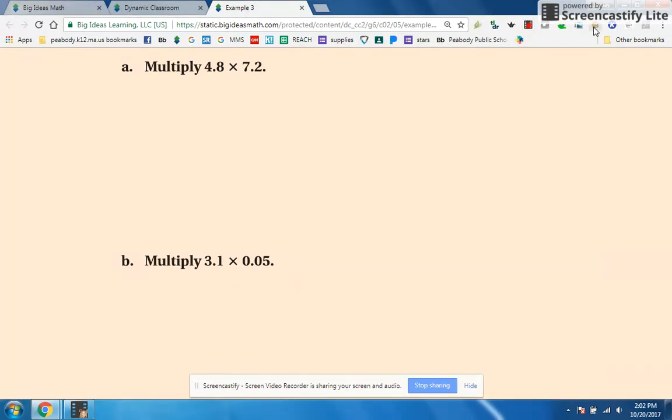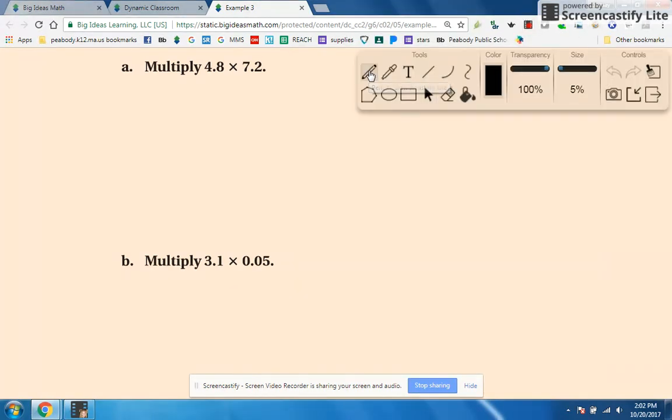So now we're going to do multiplying decimals times decimals. Also relatively easy. So for the first example here, there's 2 numbers. They both have the same amount of digits. So that means it doesn't really matter which one I put on top. So I'll just put the 4.8 on the top.